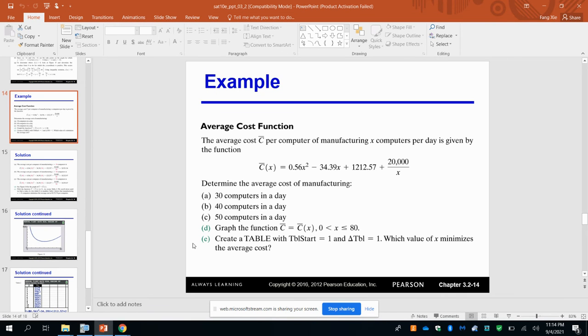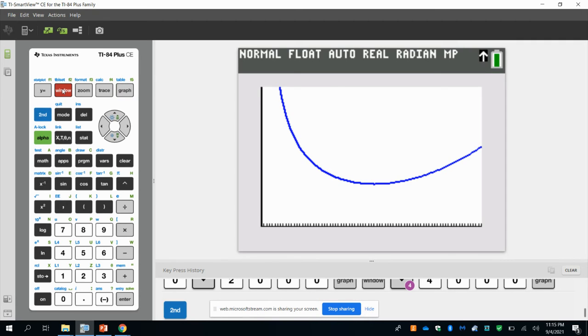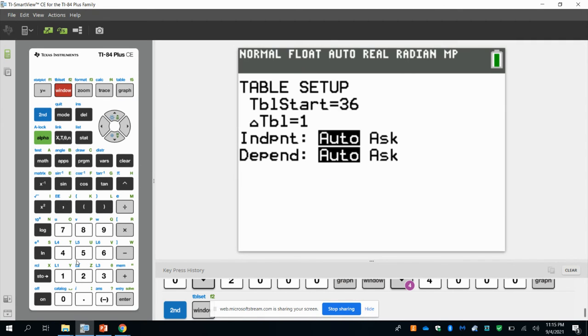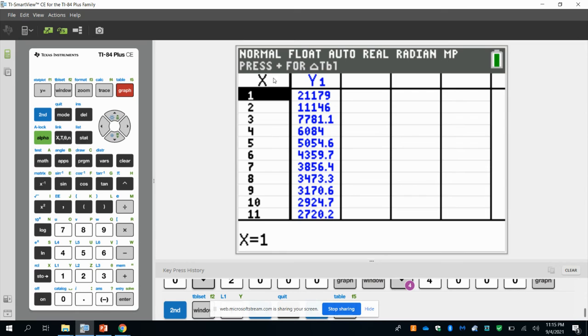All right, let's see. Question E asks us to create a table with table start equals 1 and increment also equals 1. Okay, all right, let's go back to here. Where to set a table? Table set is right here, the blue function above the window. So we press second window, okay, and then table start set to 1, and then table increment also equals 1, already default, okay. So this one we're done. And then look at the table. Where is the table? Right here, right above the graph. So we press second graph, called the table. All right, now you see the table.